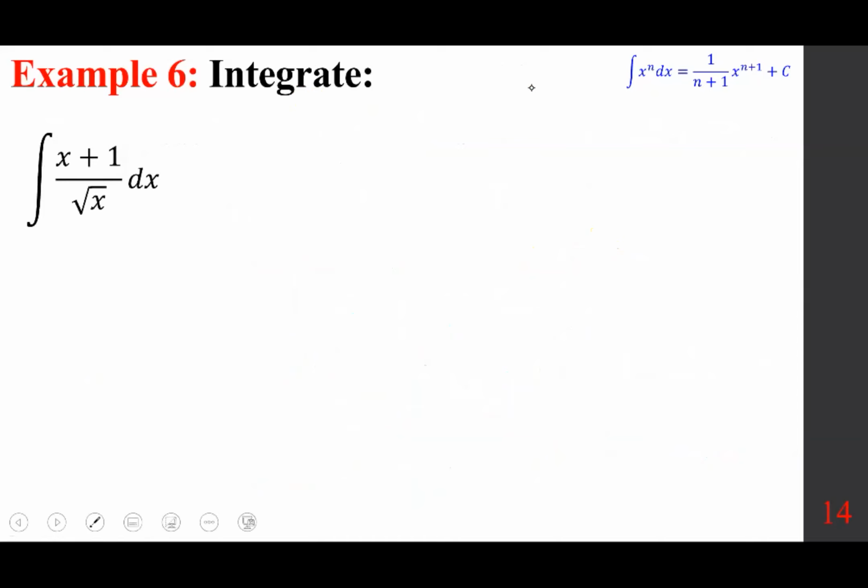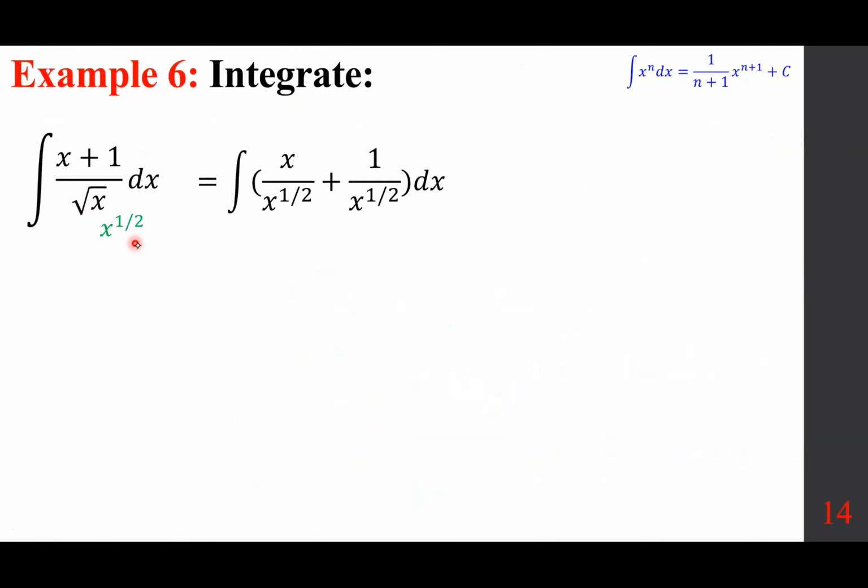We want to integrate this. We've seen the differentiation of that, and the process is number 1, change this to x to the power 1/2. Number 2, divide this one by this one, make up 2 fractions. As you can see, again, this is elementary algebra. This is x to the power of 1/2. This is x to the power of negative 1/2. All of these elementary algebra steps get us ready to use the power rule.